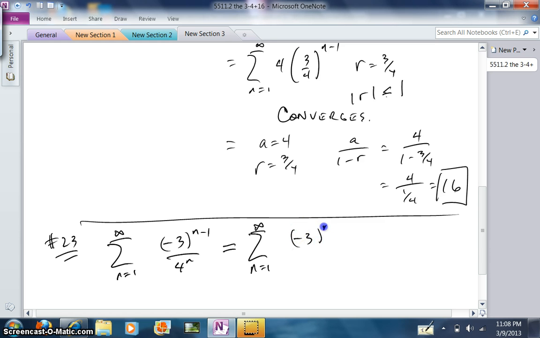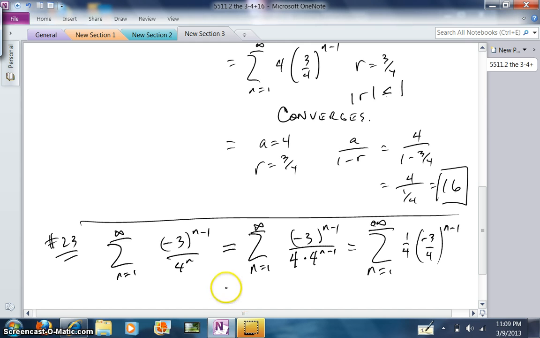I have negative 3 to the n minus 1. On the bottom I'll have 4 times 4 to the n minus 1. Just peel off one of them, and now it has the same exponent as the numerator. Rewrite that one more time. I have 1/4 on the outside, and inside those parentheses I can write negative 3/4 to the n minus 1. So now that's exactly in the form of the geometric series.